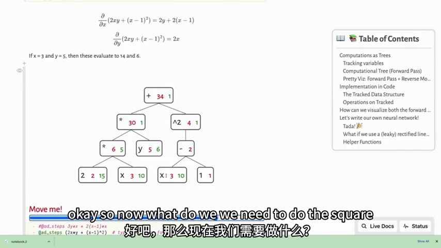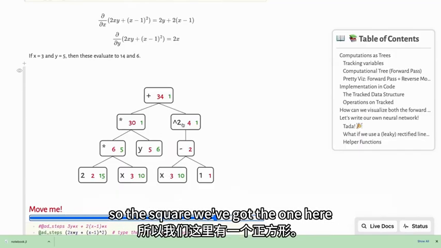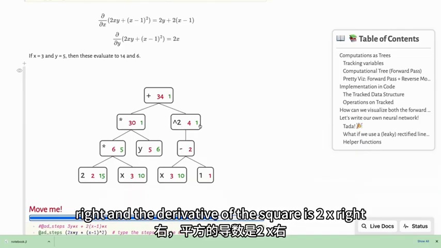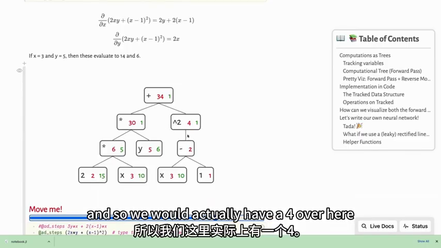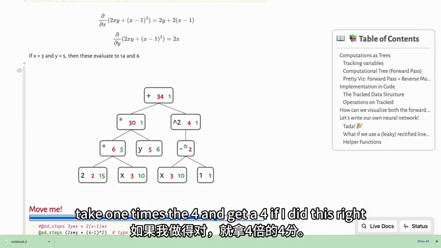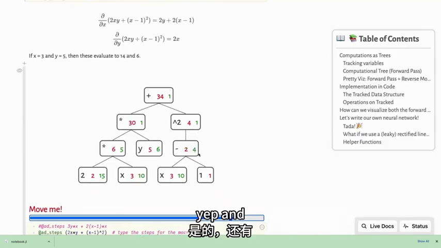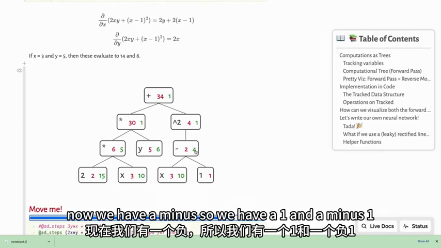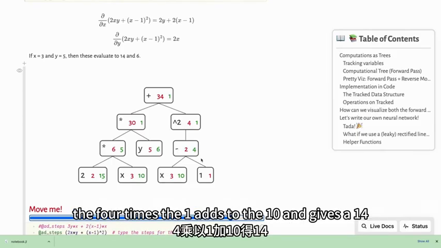So now what do we need to do? The square. We've got the 1 here, and the derivative of square is 2x. So we would have a 4 over here, and we take 1 times the 4 and get a 4, if I did this right. Yep. And now we have a minus, so we have a 1 and a minus 1. The 4 times the 1 adds to the 10 and gives a 14.